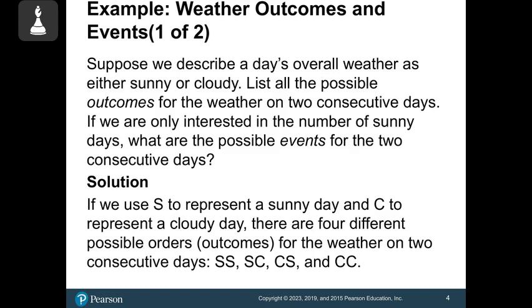So the 2 questions first, starting with listing all the possible outcomes. We'll let S represent sunny and C represent cloudy. That means there are 4 different possible outcomes that could happen. We could have sunny and sunny, sunny then cloudy, cloudy then sunny, or cloudy and cloudy.